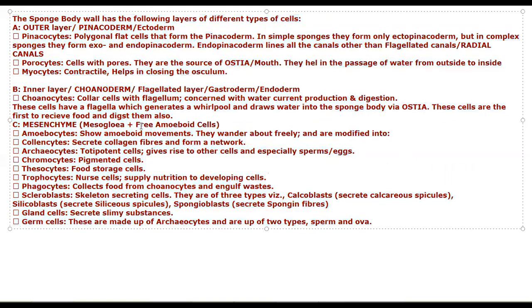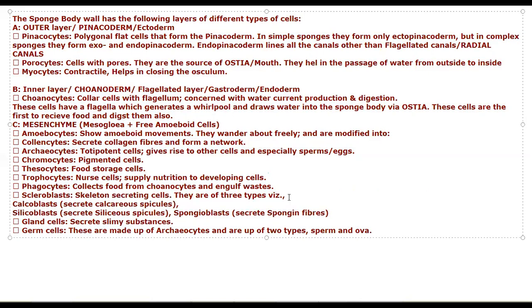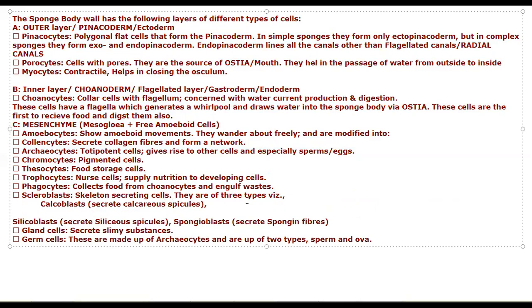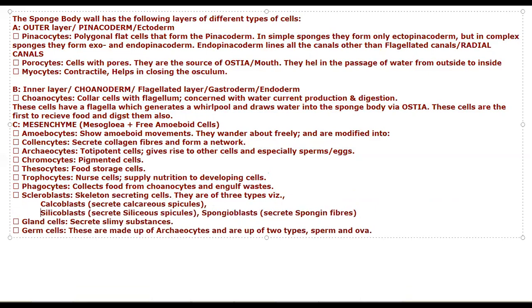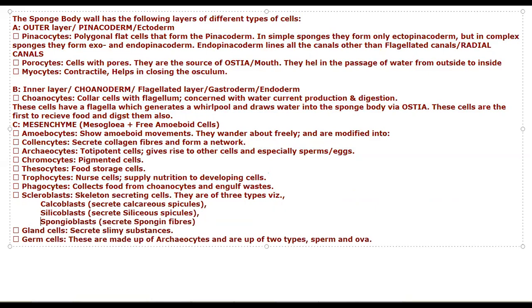Fine. So this is the concept. Now scleroblasts are skeleton secreting cells, and there are 3 types. Calcoblast secretes calcareous spicules. Silicoblast produces siliceous spicules, and spongioblast secretes spongin fibers. So these are the different cells of the sponge body.